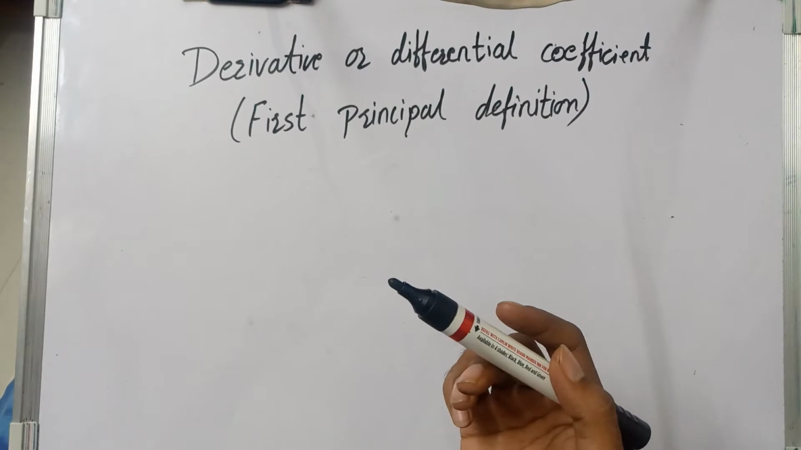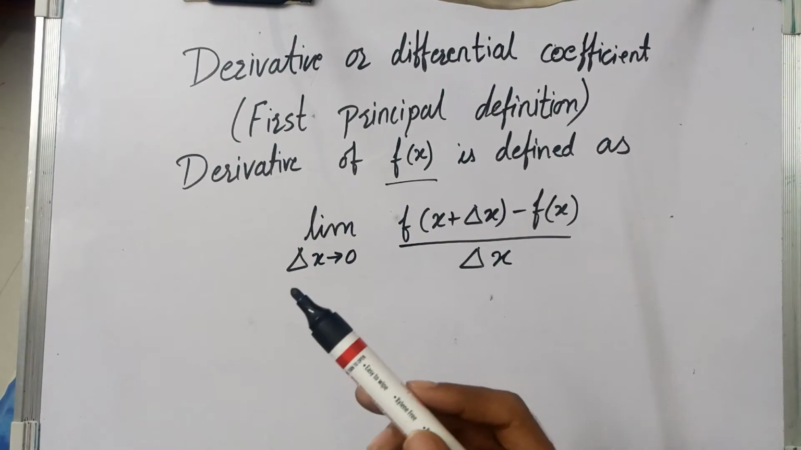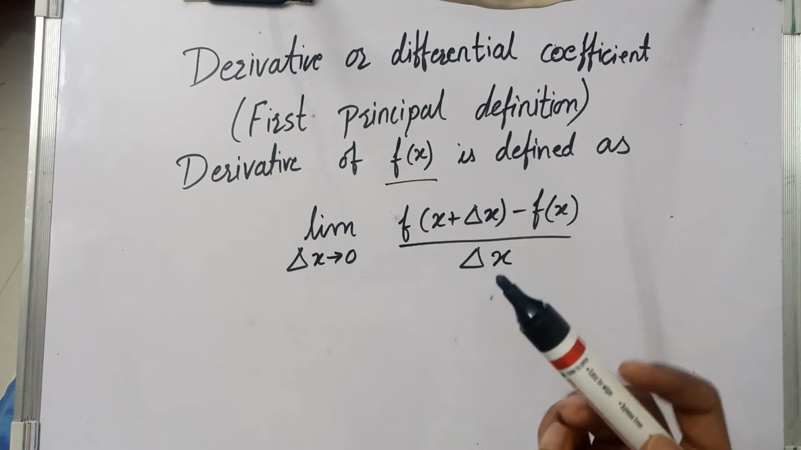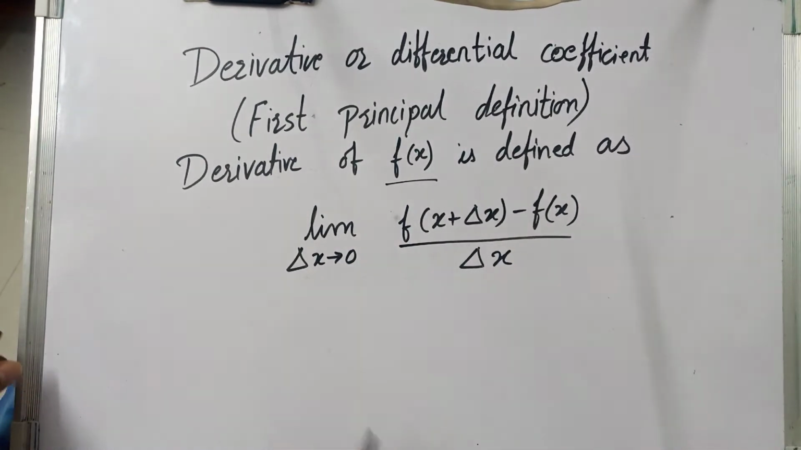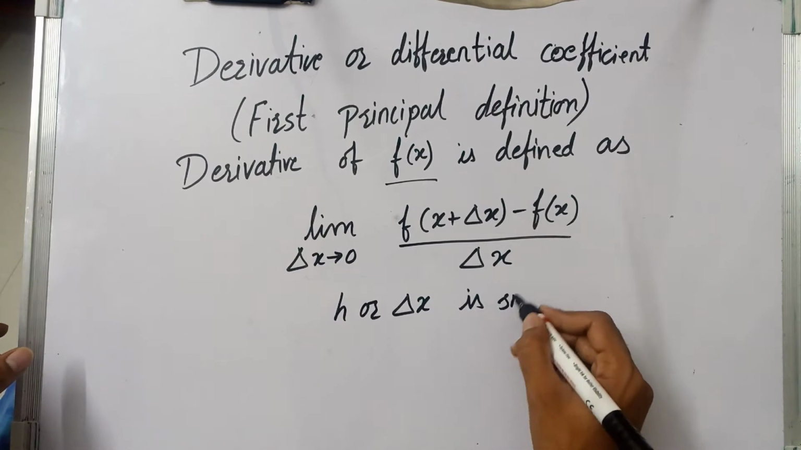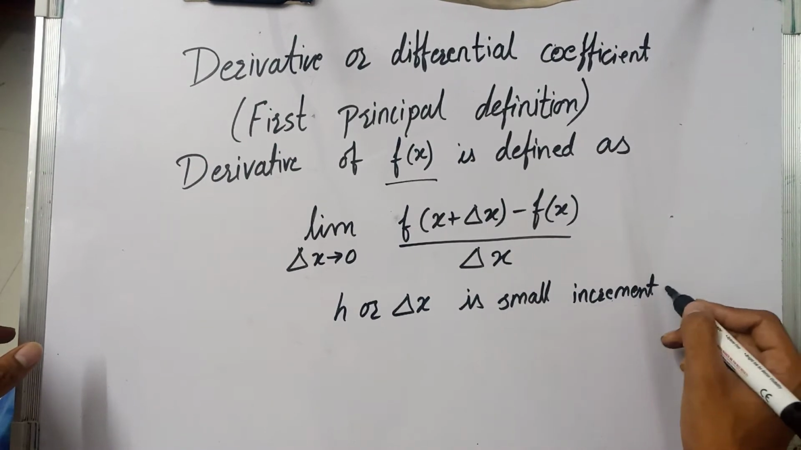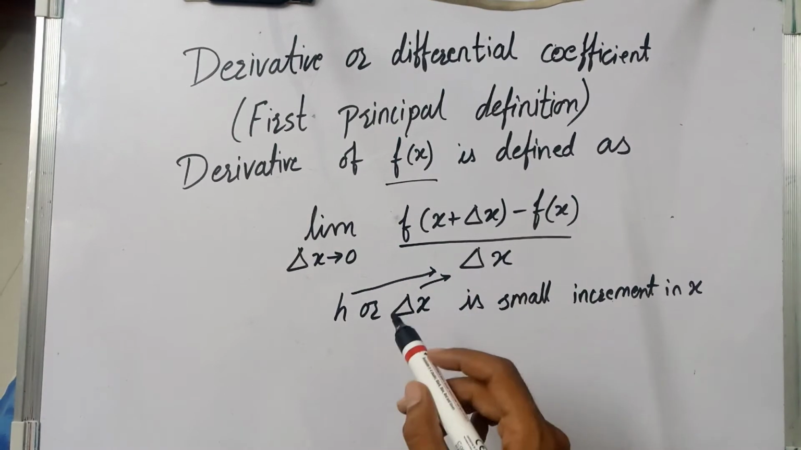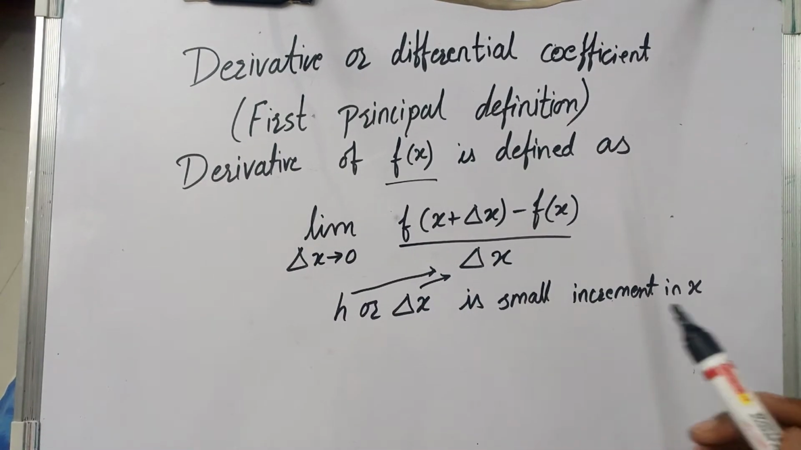First principle definition: derivative of f(x) is defined as limit del x goes to 0, f(x plus del x) minus f(x) upon del x. h or del x is small increment in x.